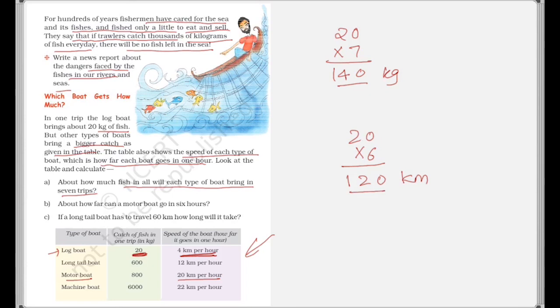Now if a long tail boat has to travel 60 kilometers, how long will it take? The long tail boat travels at 12 kilometers per hour. For 60 kilometers we need to divide, and we get the answer 5. So the long tail boat has to travel for 5 hours to cover a distance of 60 kilometers.